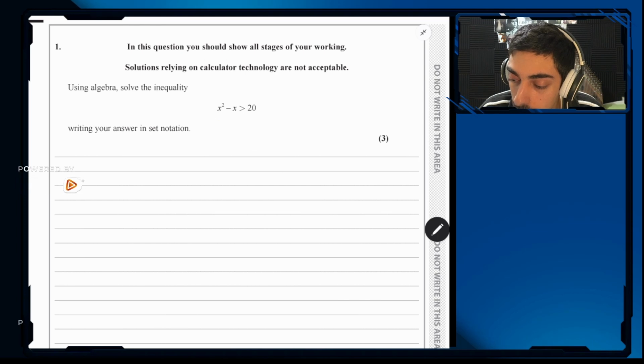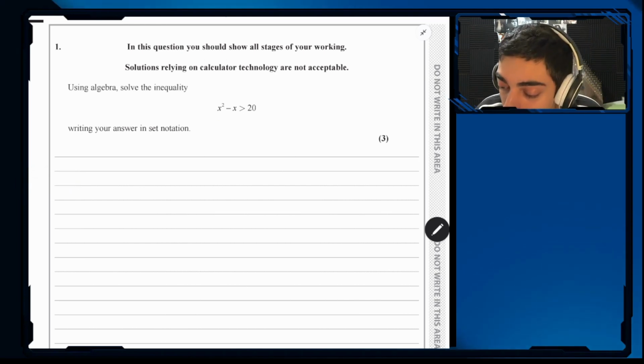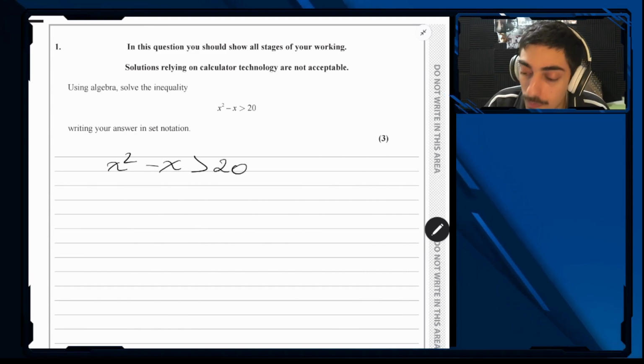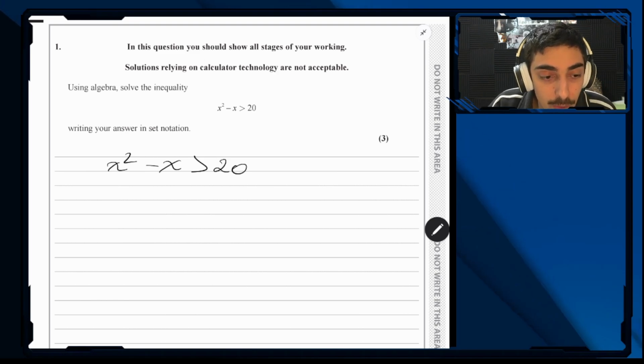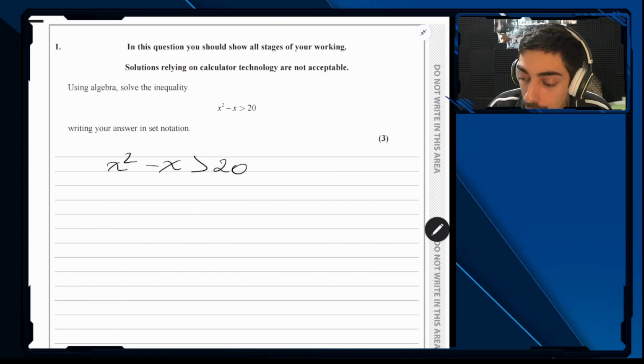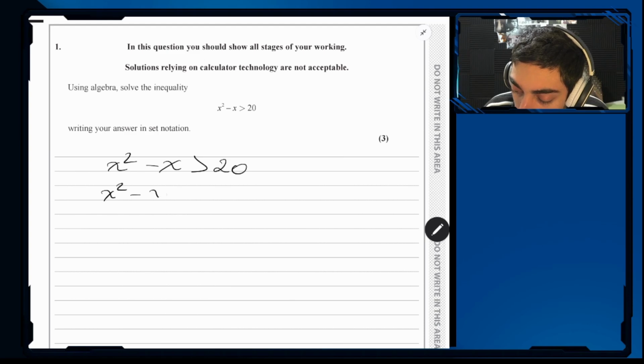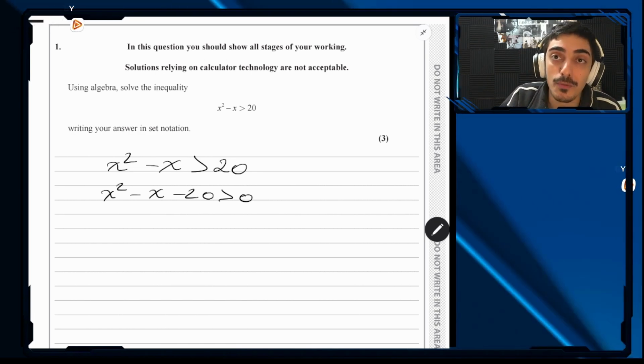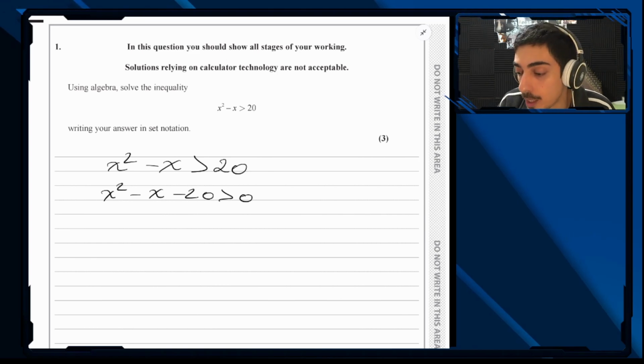Everything else works pretty similarly. So here I have x squared minus x bigger than 20. What I will do is I'm going to take everything to one side. X squared minus x minus 20 is positive. And I'm going to try to solve this inequality. Solving the inequality, of course, means giving me the values of x for which the inequality works.